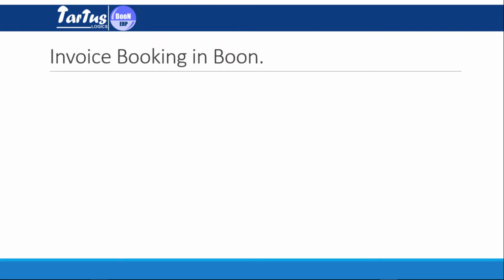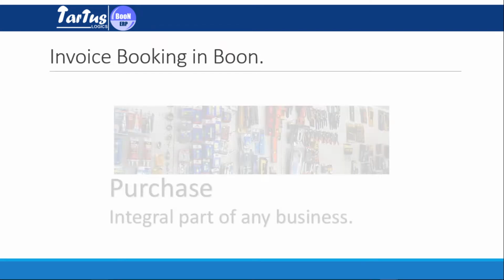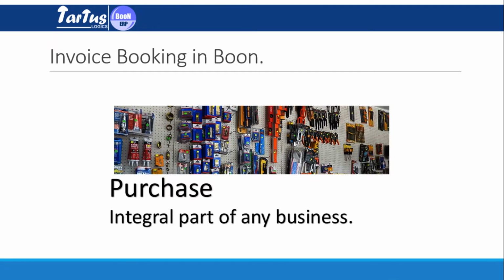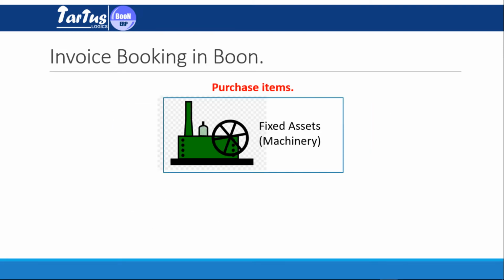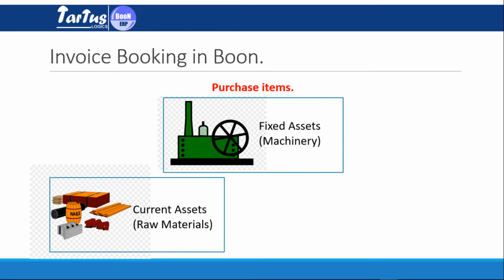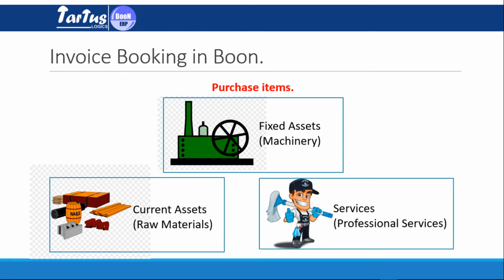Hello everyone, let us discuss invoice booking and accounting in Boon. Purchasing items or services is an integral part of any business. We buy items such as fixed assets like plant and machinery, current assets like raw materials, and hire certain professional services. All these transactions involve a purchase and we need to book the invoice in the system.